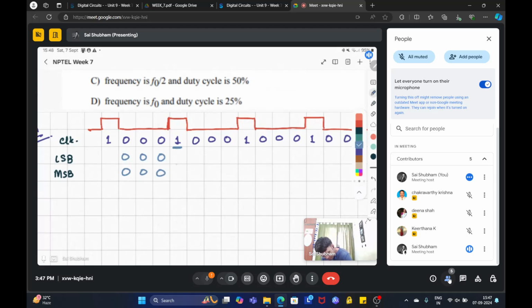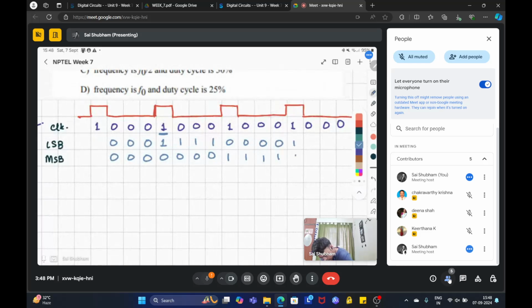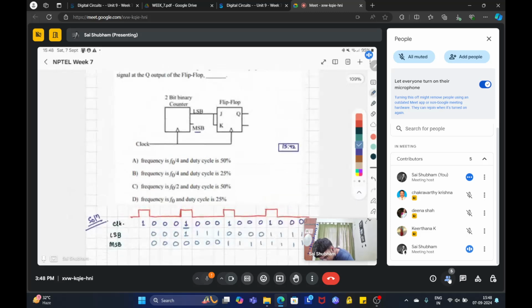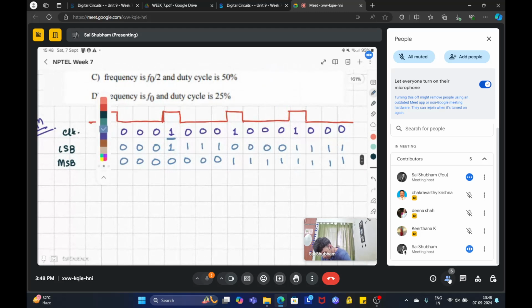So whenever 1 appears, the 2-bit binary counter is updated. So this will be 1 0. This will continue to be 1 for all these 5, and then it will be toggled. So 0 1. Then you will have 1 1 1 1 1 1 1. Okay. Now this LSB is fed to JK. Okay. So let's separate out the LSB part.